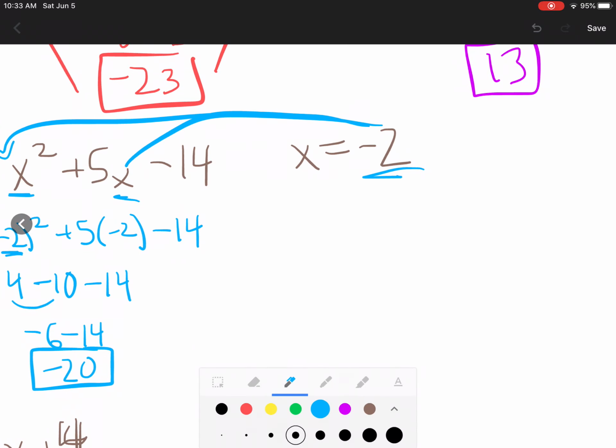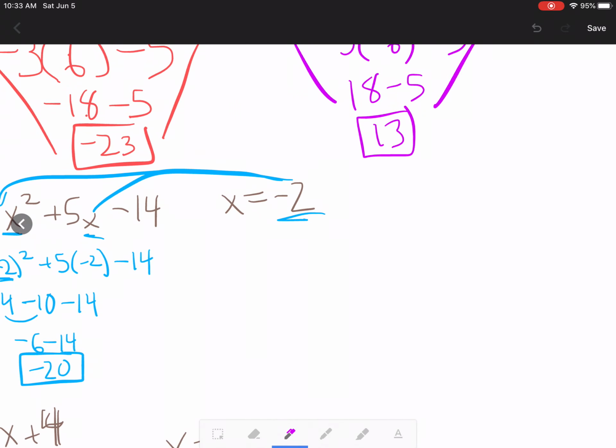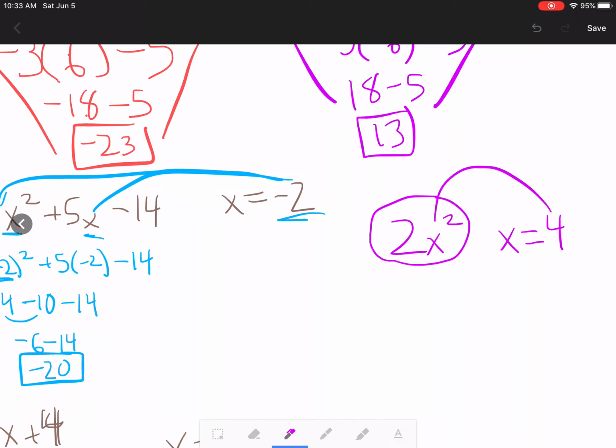Now, again, I want to do a quick aside, show you something else. Let's go back to purple. Let's say we had this problem. 2 times 2x squared, and we're saying x is equal to 4. Actually, yeah, let's leave it at 4. We have to be careful about how we approach this. When we substitute it in, it's now going to look like 2 times 4 squared like that.